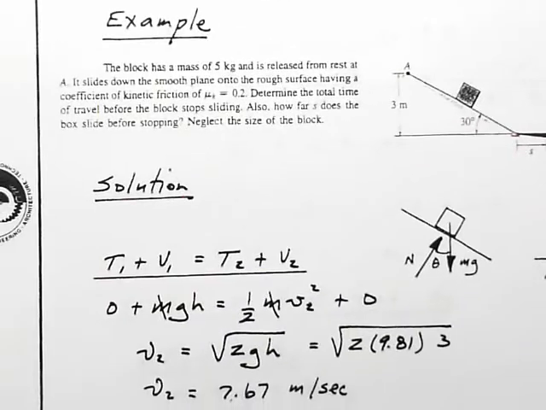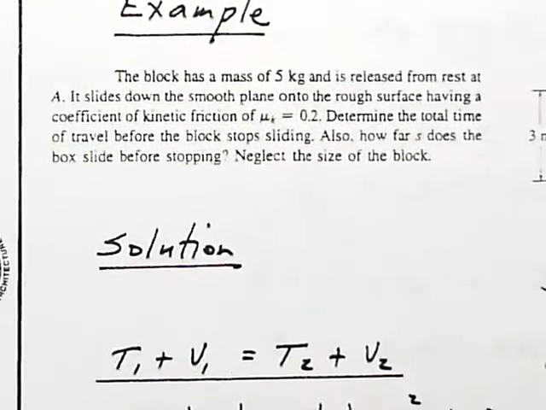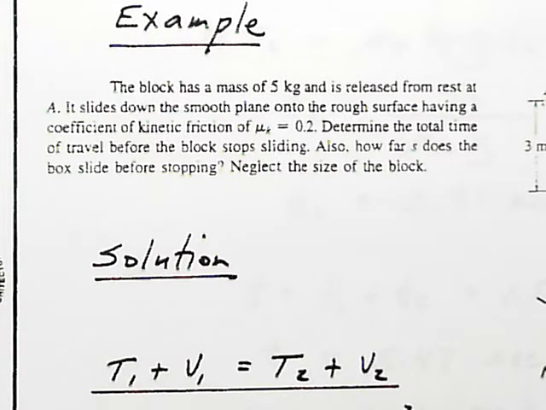Okay, next let's read the problem statement, zoom in quite a bit, and then look at the picture. It's about as far as I can zoom. Let's let that settle down for just a second. It says a block has a mass of 5 kilograms and it's released from rest at a point A. It slides down the smooth plane onto the rough surface having a coefficient of kinetic friction mu k equal to 0.2. Determine the total time of travel before the block stops sliding. Also, how far does the block slide before stopping? Neglect the size of the block.